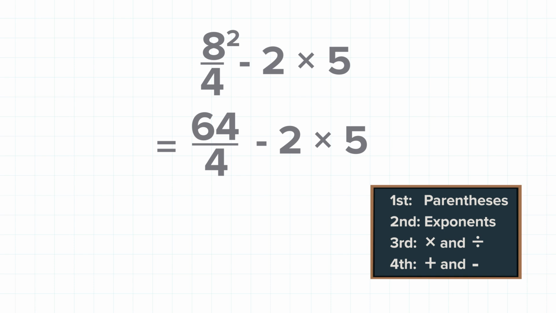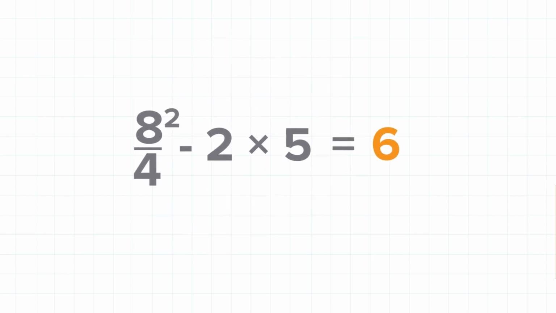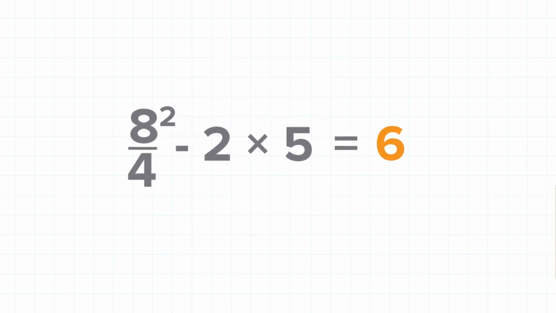64 divided by 4 is 16. 2 times 5 is 10. So far, we have 16 minus 10. And finally, we come to step 3, addition and subtraction. 16 minus 10 is 6, and that's the correct solution. 8 squared divided by 4 minus 2 times 5 is simply 6.